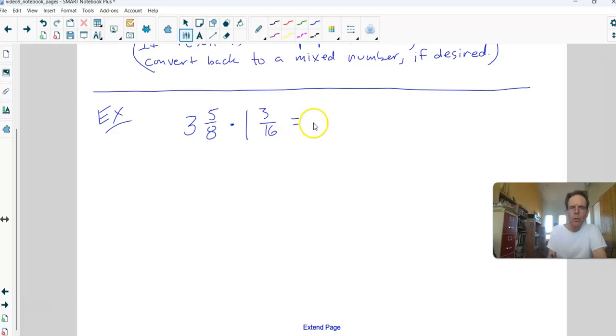So let's use the quick method here. In fact, these are the same fractions we had before, but we're multiplying them. 3 times 8 is 24, plus 5 is 29, so we have 29/8. Then we're multiplying by 1 times 16 plus 3, that's 19/16. And I don't see any common factors to cancel here, so we're just going to multiply. You'd get out a calculator or something, or do it by hand. You're going to get 551 over 128.